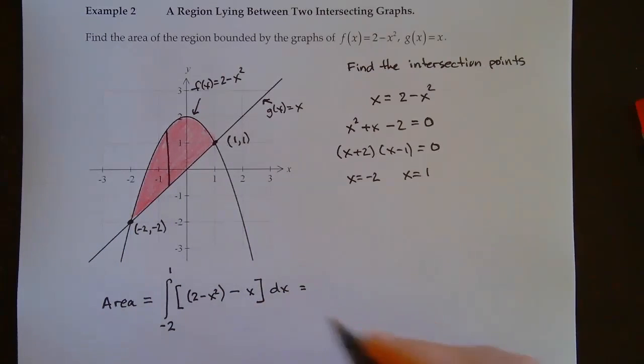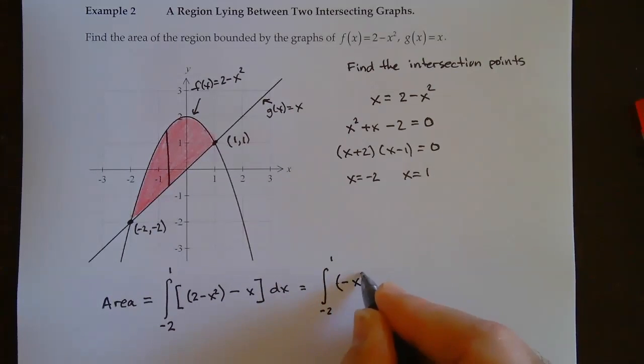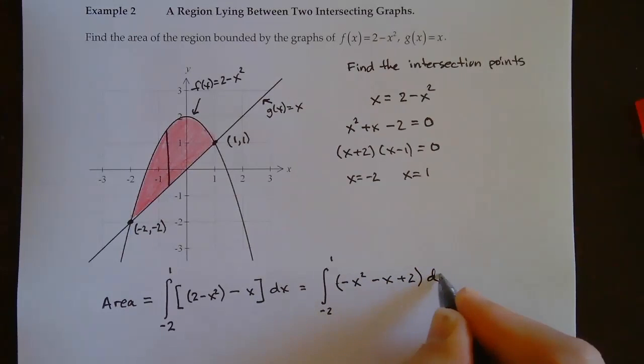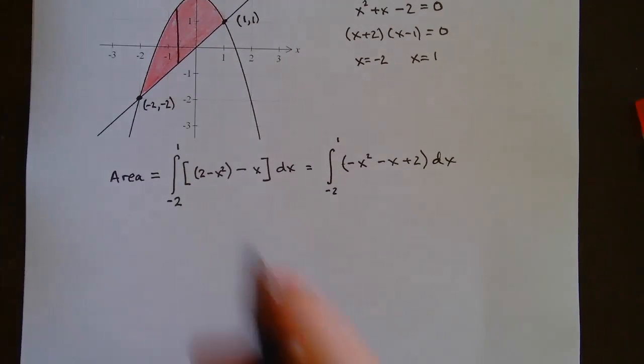All right, so this could be cleaned up a little bit. This would be the integral from -2 to 1 of negative x squared minus x plus 2, and then dx. And that's something that's pretty easy to integrate, so we're going to do it by hand again.